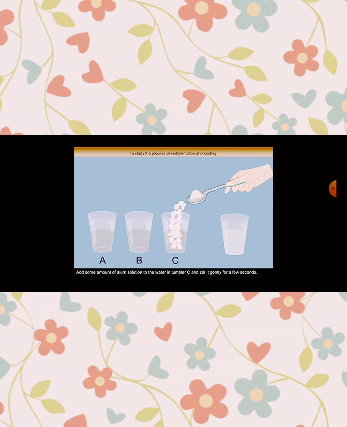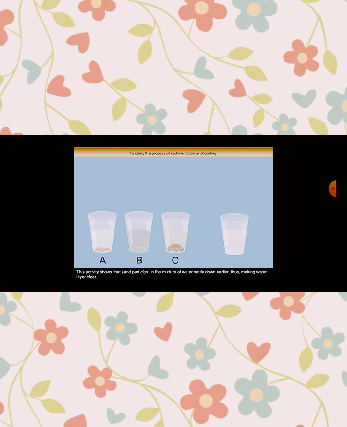Add some amount of alum solution to the water in tumbler C and stir it gently for a few seconds. Leave all the 3 tumblers once again undisturbed for some time. On observing the tumblers after some time, we find that in tumbler A, sand particles are the first ones to settle down at the bottom. The clay particles in tumbler C become larger and start settling down faster than before, and the water layer in this tumbler also becomes clear. However, in tumbler B, the clay particles do not settle and the water is still muddy.